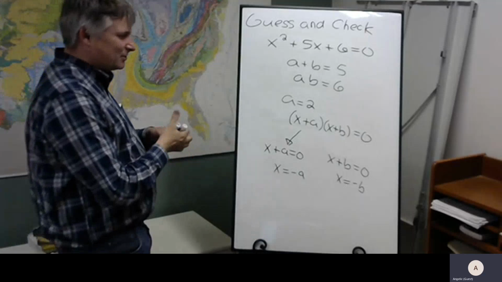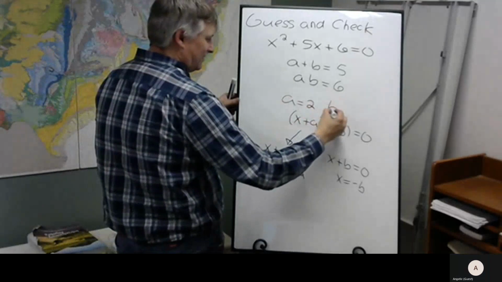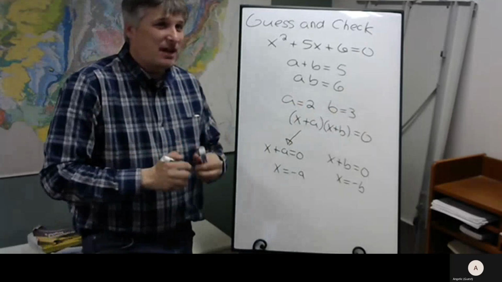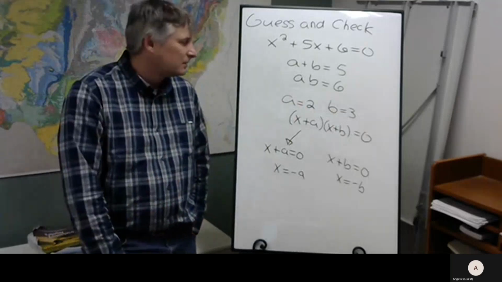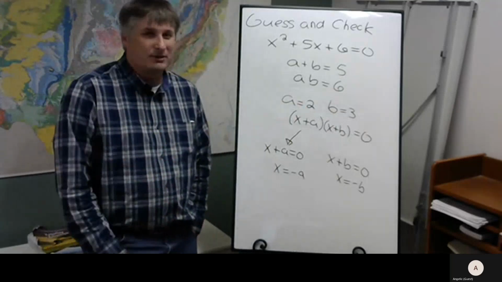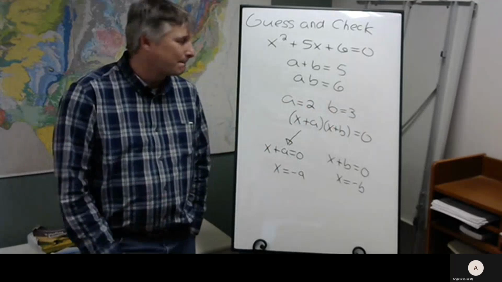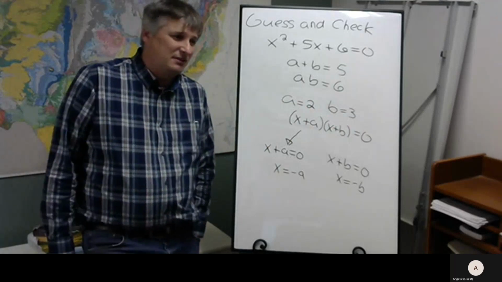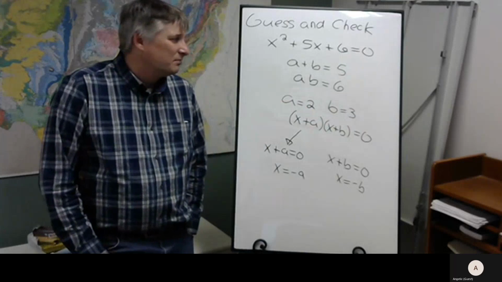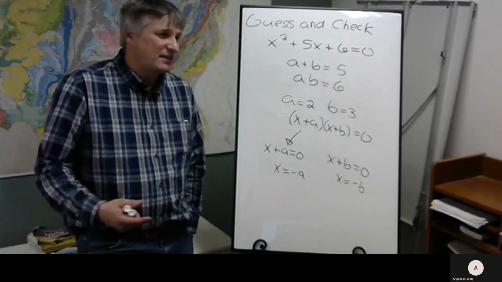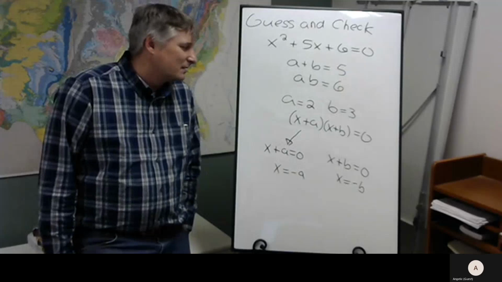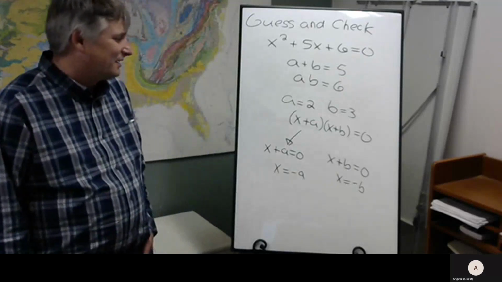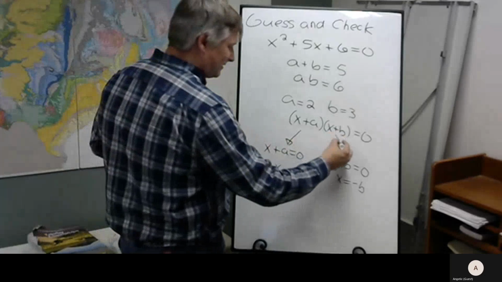Well, for guess and check, I'm just going to write in the b here. You might guess two numbers that add up to 5. Well, 4 and 1. But 4 times 1 doesn't give you 6, it gives you 4. You might go with negatives. You can go 7 plus negative 2. That also equals 5. But 7 times negative 2 is going to be negative 14. So that's not going to work.